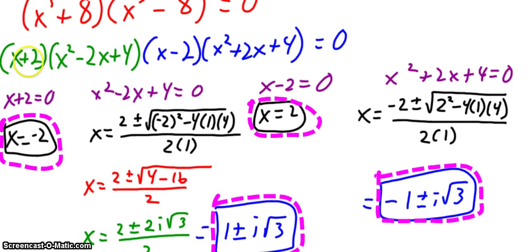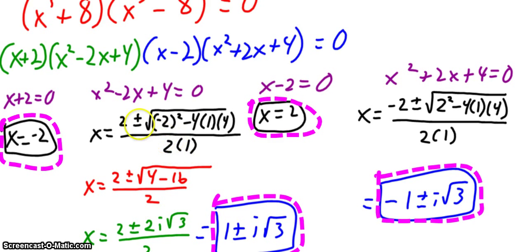Now I set each factor equal to 0, so x plus 2 equals 0, x squared minus 2x plus 4 equals 0, x minus 2 equals 0, and x squared plus 2x plus 4 equals 0. X plus 2 equals 0 gives me x equals negative 2. X minus 2 equals 0 gives me x equals positive 2. I already told you these will not factor because nothing is going to multiply to 4 and add to negative 2, or multiply to 4 and add to positive 2.